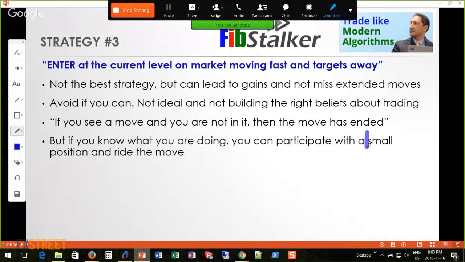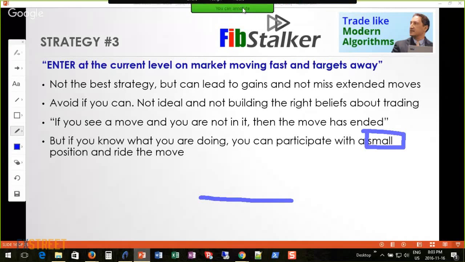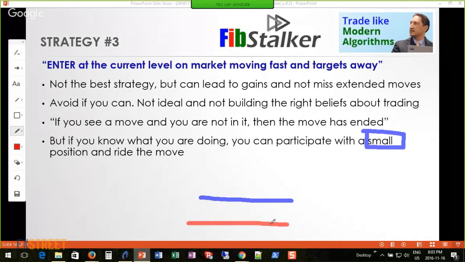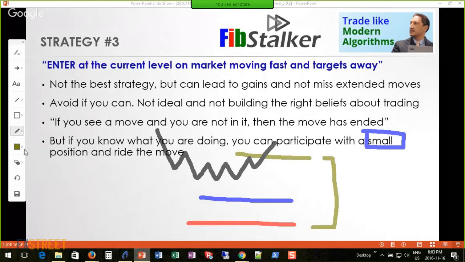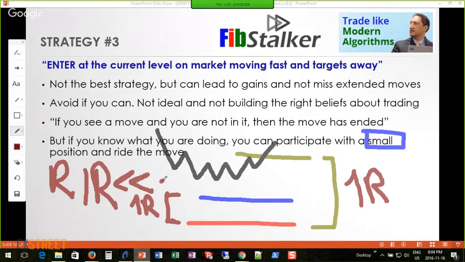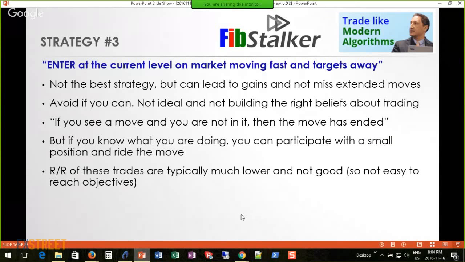Why small? Because if you keep your risk fixed, and you already have a setup with an entry and a stop. Let's say that you want to trade this market on the upside. And this market does this and never touches your entry point and activates the trade. And then at some point you say, you know what, I'm going to enter here. Yes, but you still have all this risk. If you enter it here, you had this risk here, 1 unit of risk. Now, this larger pip risk or tick risk has to be equal to 1 unit of risk anyway, which means that your reward to risk goes down, okay? So this is one of the problems of this approach, and you have to know what you're doing. Reward to risk of these trades are typically much lower and not so good. And so it's not so easy to reach your objectives in trading using these approaches.